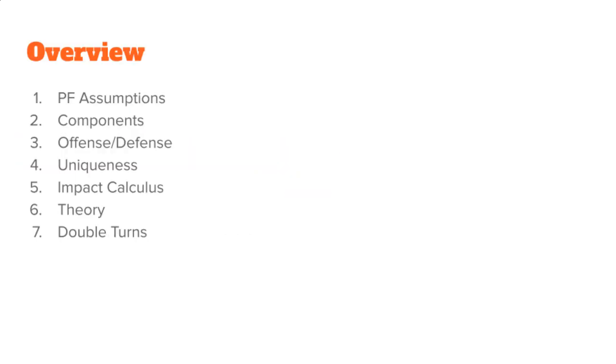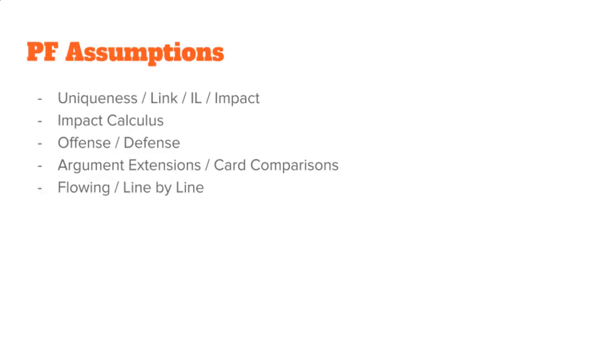So, a basic overview of what we're going to cover today. We'll talk about some basic core PF assumptions for those of you who've done PF. We'll talk about the components of a disad, offense versus defense, uniqueness and the importance of uniqueness, impact calculus, and some theory and double turns. I deleted the politics slides, so we will not get to those. Let's go ahead and begin.